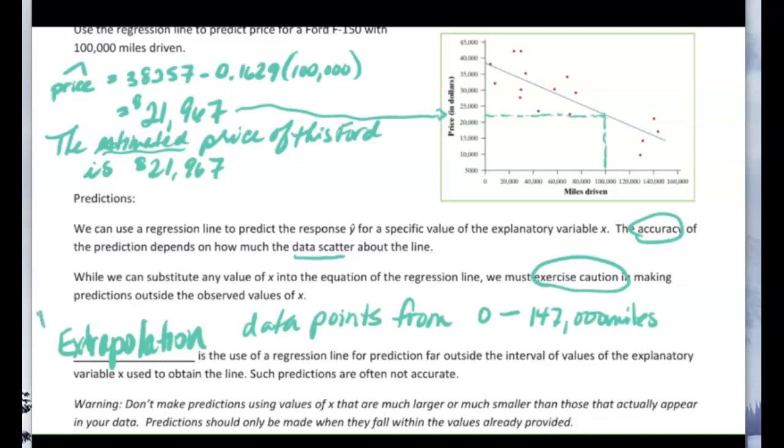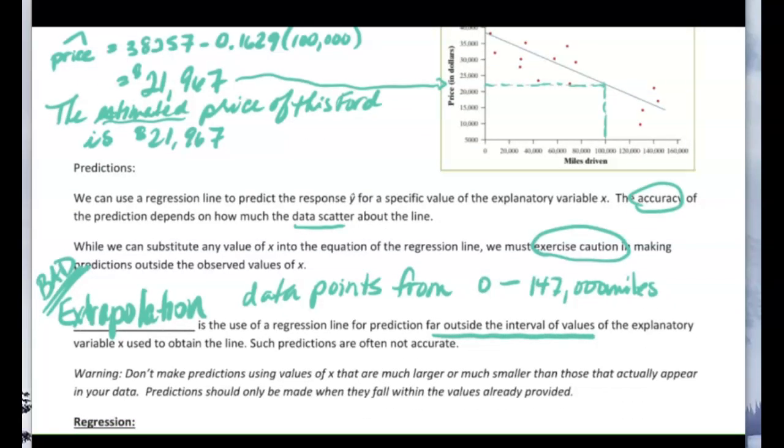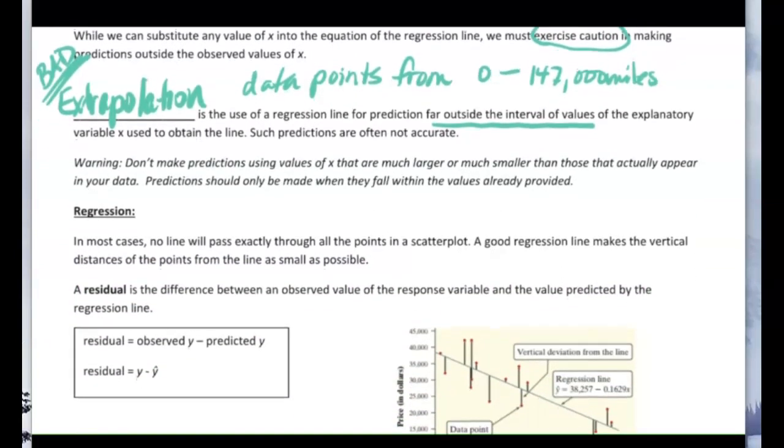So I'm going to say this is bad. Don't do extrapolation. If they ask you to do 200,000, you could say the data points we collected for this graph were only between 0 and 147,000. That would be about what I'd be most comfortable with. Now, if they ask you 148,000, close enough, it's really close to what you collected. But the second that it's kind of like an outlier point, those are ones where you should say, I'm really not happy to. So it's the use of a regression line for prediction far outside the interval of values. Really close is okay, far outside is not okay. And then the warning: don't make predictions using values of x that are much larger or much smaller than what appear in your data. Predictions should only be made when they fall within our numbers.